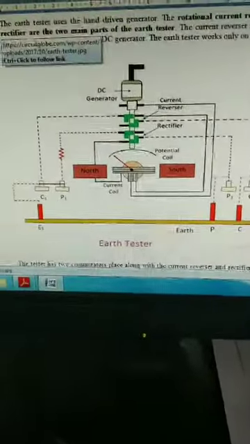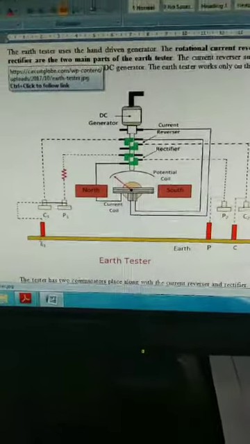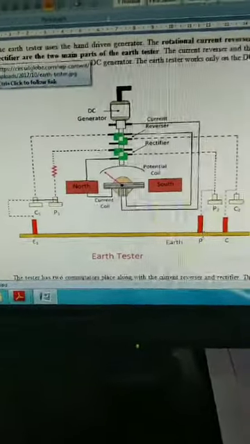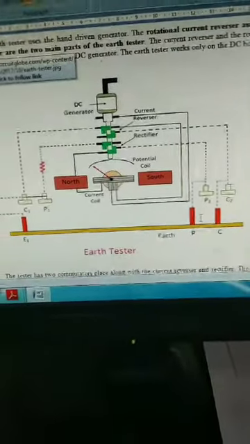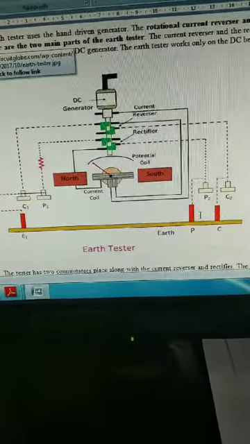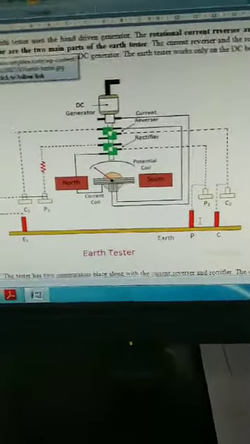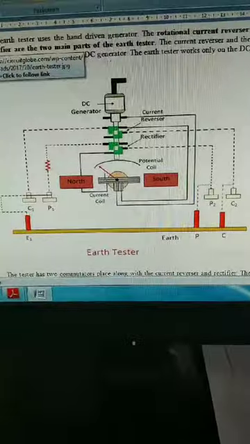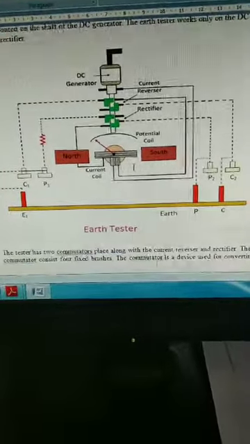This is the construction of the earth tester, where you can see this is E, the earth electrode. This is P, the potential electrode, and C is the current electrode. This is a pointer, and the pointer deflects. This is a potential coil.